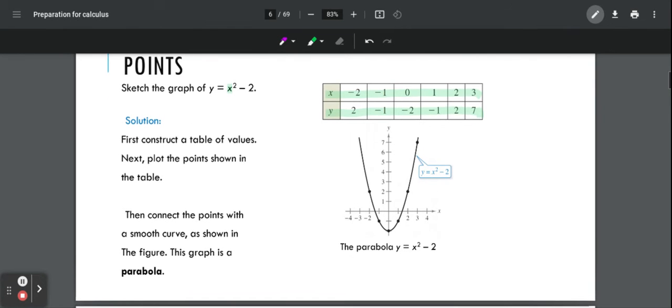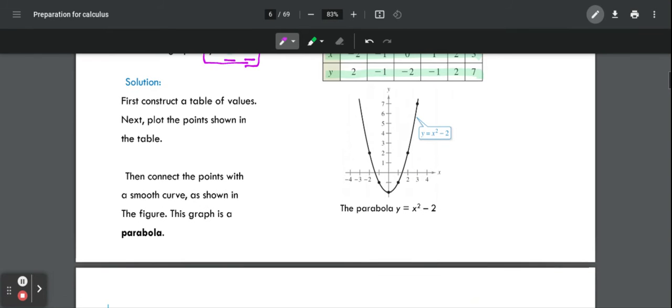And hopefully you would realize at this point in your careers that this equation right here, y equals x squared minus 2, since x squared is positive, it's a parabola that opens up, and then the y-intercept is down at -2. So even before you came up with the points, you can think about what this graph is going to look like.